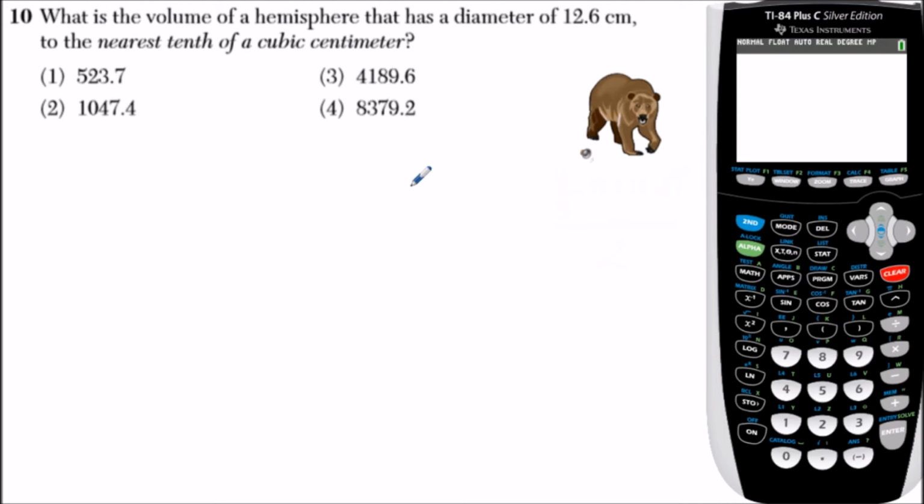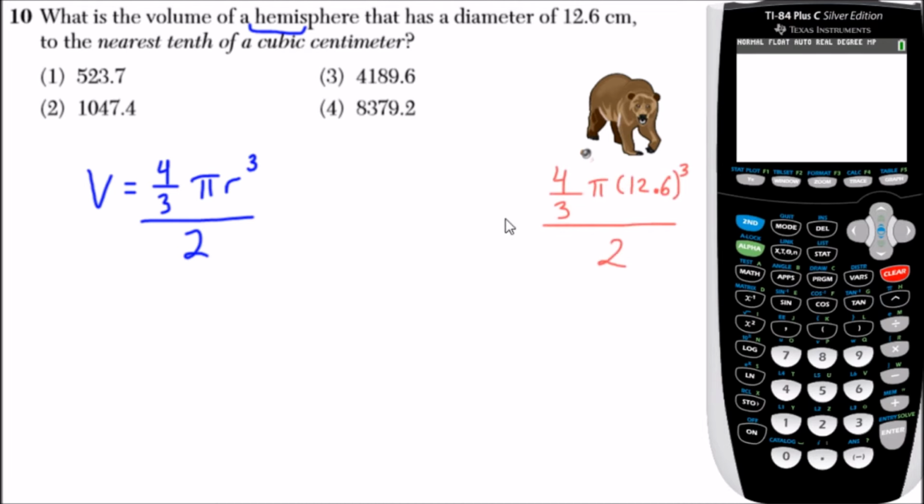For question 10, the goal is to find the volume of a hemisphere. So what we need to know is the formula 4/3 pi r cubed. This is the volume of a whole sphere, but in this case we want to find the volume of a hemisphere. So we're going to divide this whole thing by 2. For a question like this, one thing to be on the lookout for: if you rush and you write 4/3 pi and then you plug in 12.6 cubed and divide by 2, you're going to wind up with choice 2, but be careful. This test is loaded with bear traps.